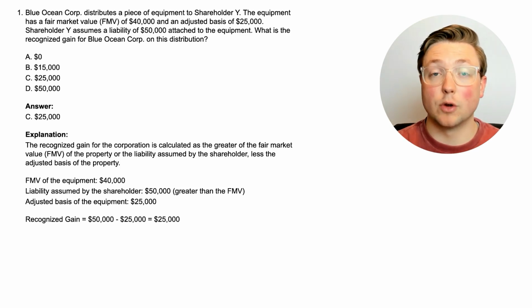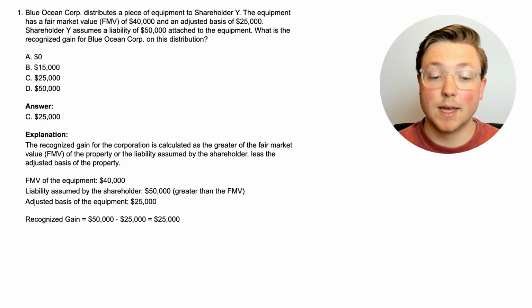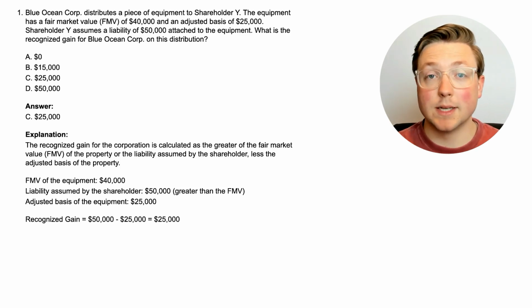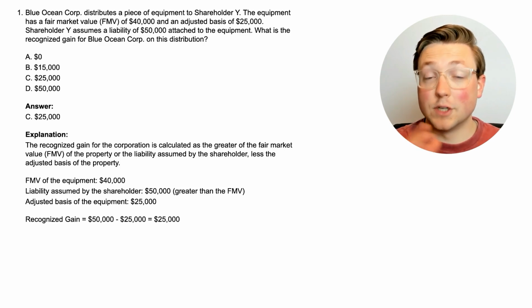a $25,000 recognized gain. And just letting you know, for C corporations in this case, non-liquidating non-cash distributions, they do have to recognize any realized gain from these transactions. All right, not too difficult to figure out what the recognized gain is for the C corporation when they distribute this stuff. Now let's go to the next few questions to learn about how this works for the shareholder.